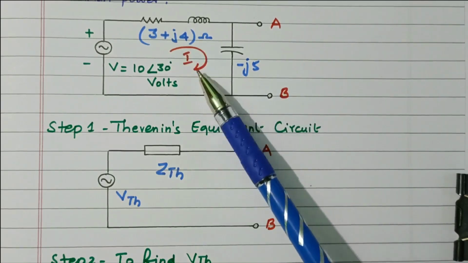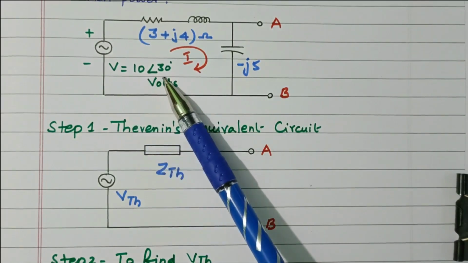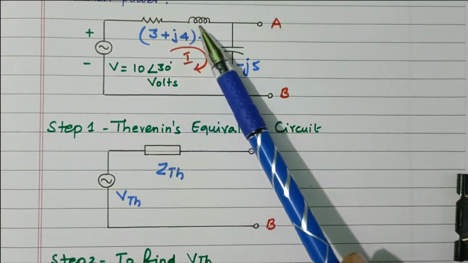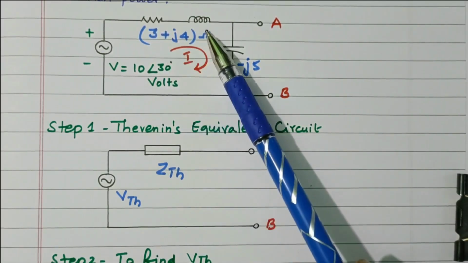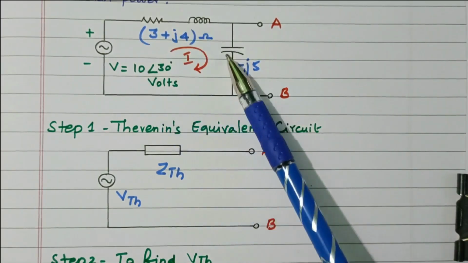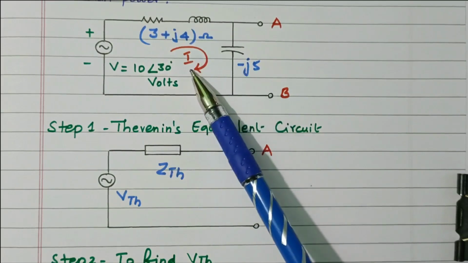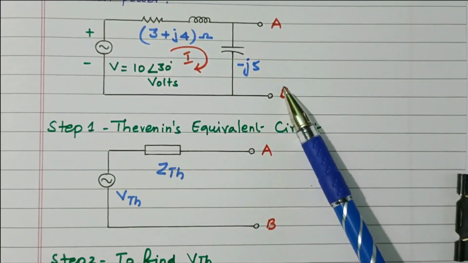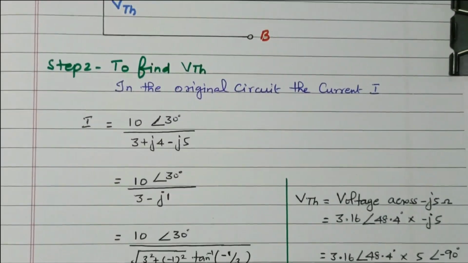How will you find the I value? I equal to V divided by Z. V is 10 volts with an angle 30, divided by the impedance. We need to add all of these, since the resistor, inductor and capacitor are connected in series. So V divided by impedance will give the I value, and I into this impedance will give the V Thevenin or VAB value. Right? Now we'll find the V Thevenin value.